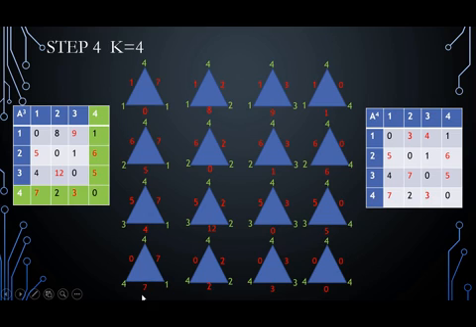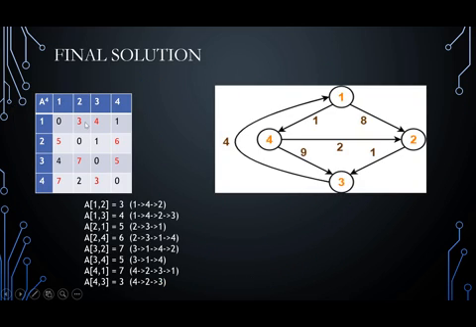0 plus 7 compared with 7 remains 7. 0 plus 2 compared with 2 remains 2. 0 plus 3 compared with 3 remains 3. And 0 plus 0 compared with 0 remains 0. So the final output matrix A4 is 0, 3, 4, 1, 5, 0, 1, 6, 4, 7, 0, 5, 7, 2, 3, 0.